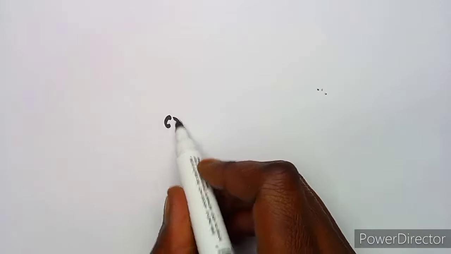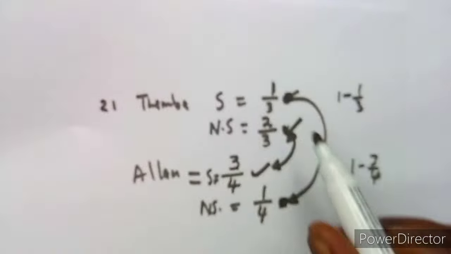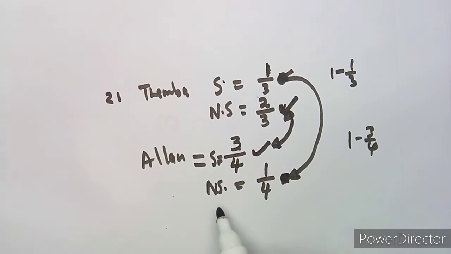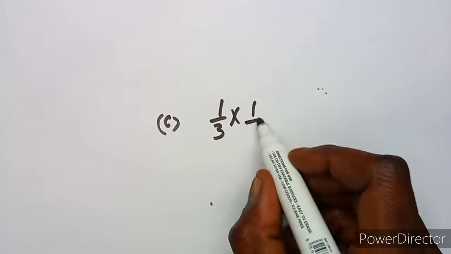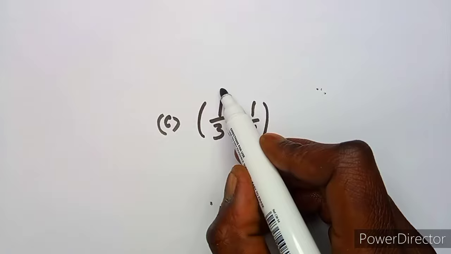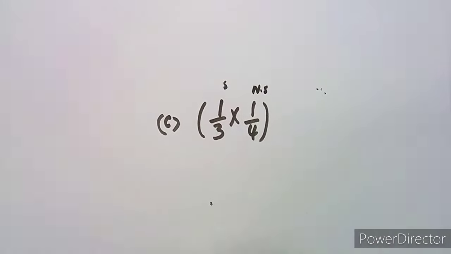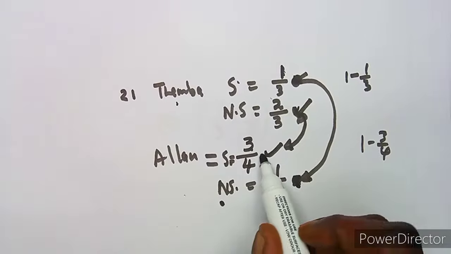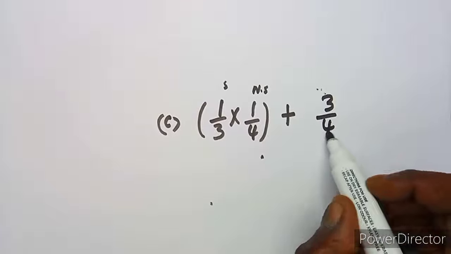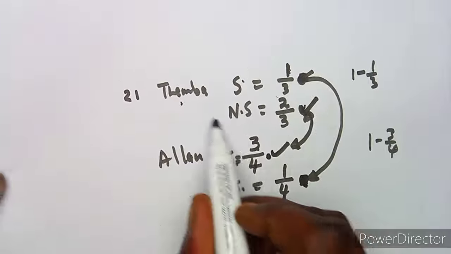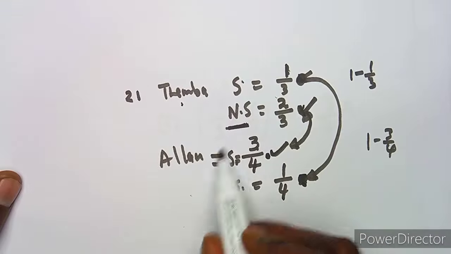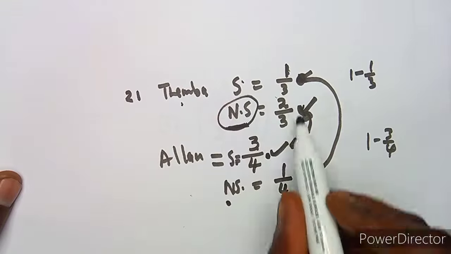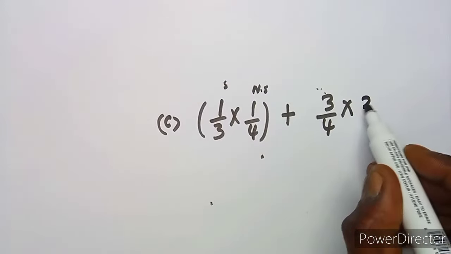So this is item C. It's going to be the probability of Temba scoring and Alan not scoring, which is 1/3 times 1/4, because it's one who is going to score. At this moment, Temba had to score, but Alan is not scoring. Plus, we combine another combination where Alan is the one scoring with 3/4, but at that moment, Temba is not scoring, which is 2/3.